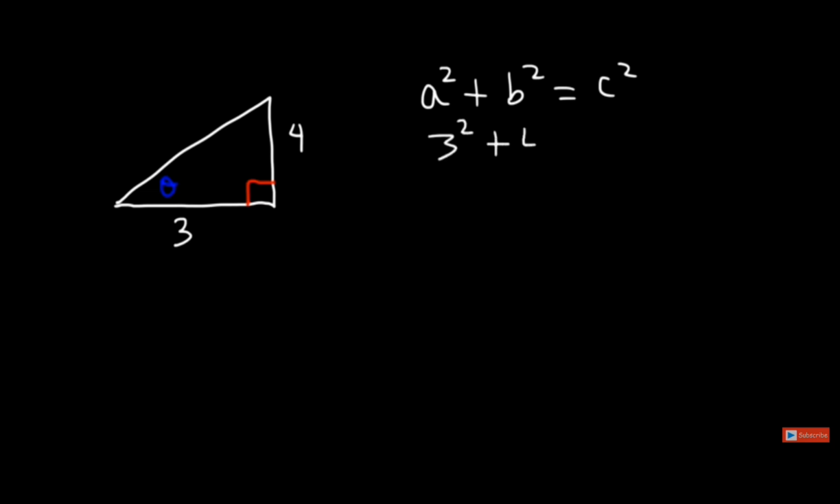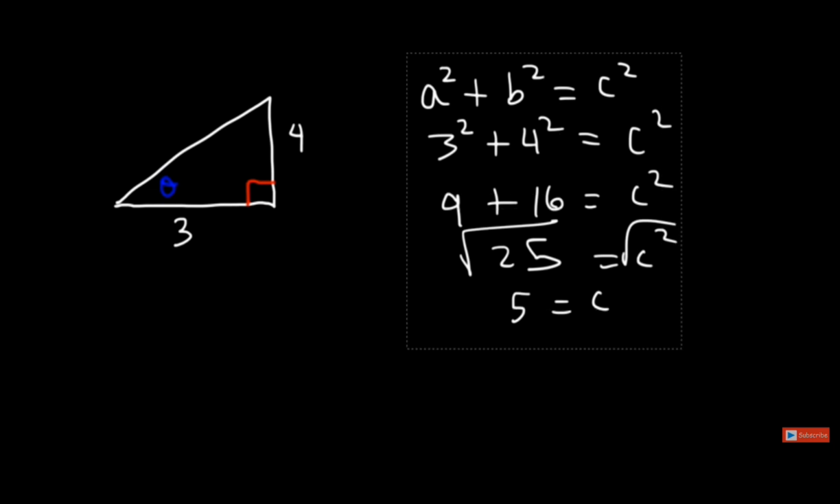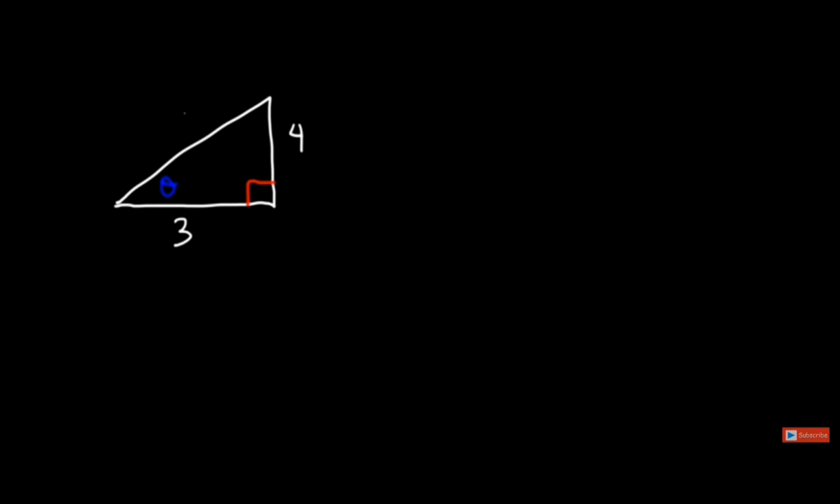We need to use the Pythagorean theorem. a squared plus b squared is equal to c squared. So a is 3, b is 4, and we're going to find the missing side c, which is the hypotenuse. So 3 squared is 9, 4 squared is 16, 9 plus 16 is 25. And if you take the square root of both sides, you can see that the hypotenuse is 5.